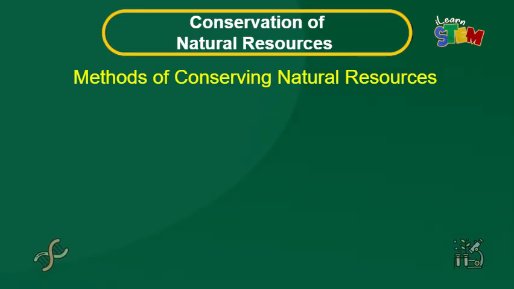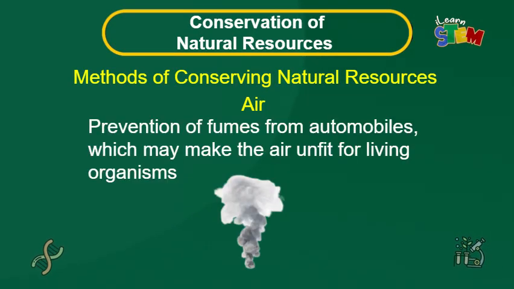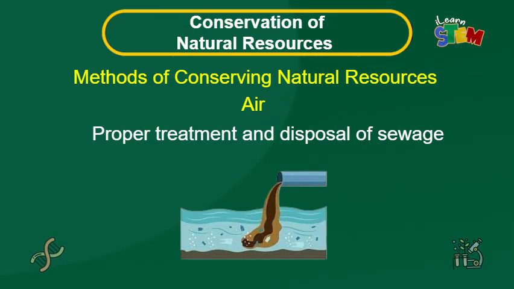Now, we will also see how air can be conserved. 1. By properly burning waste to prevent smoke from polluting the air. 2. Prevention of fumes from automobiles, which may make the air unfit for living organisms. 3. Proper treatment and disposal of sewage.